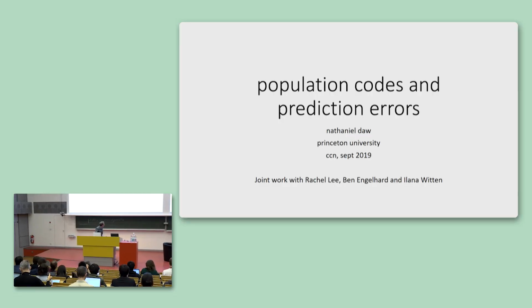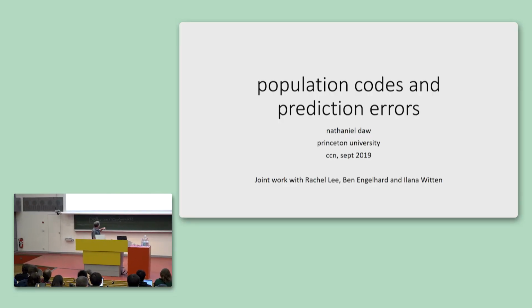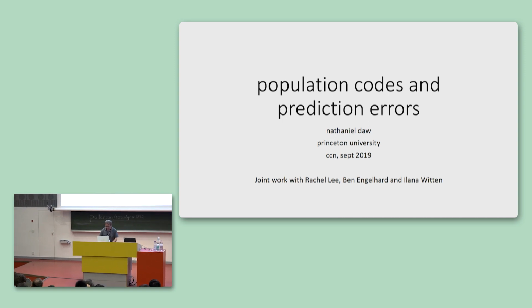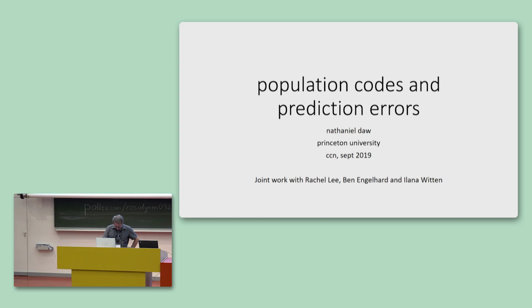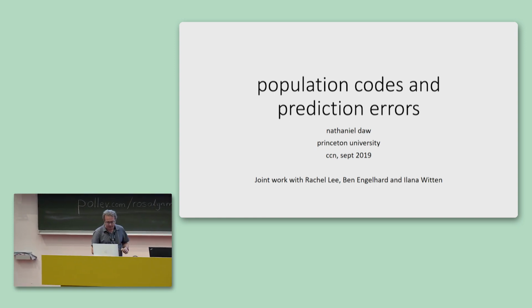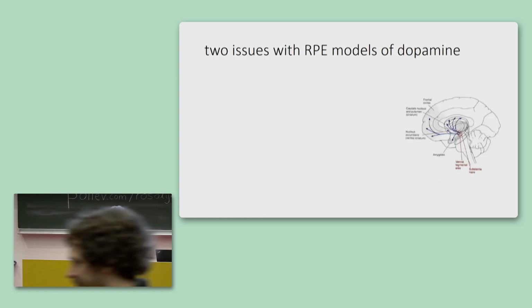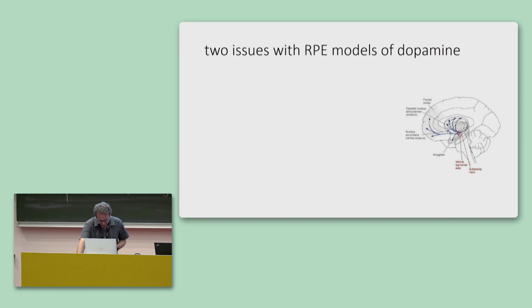So today I'm going to talk about really one project which is ongoing with Rachel Lee, Ben Engelhard, and Alana Witten. And in particular, it's really about one, I think, rich data set and how we can come to terms with it in the context of a long tradition of models that I've been involved with for a while. And that's these reward prediction error models of the dopamine system, right?